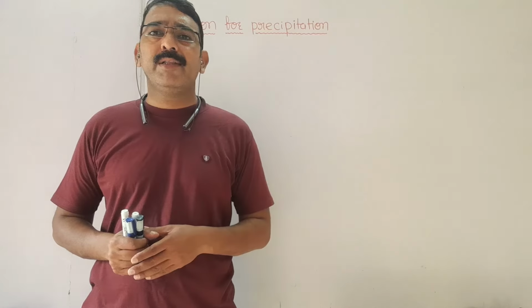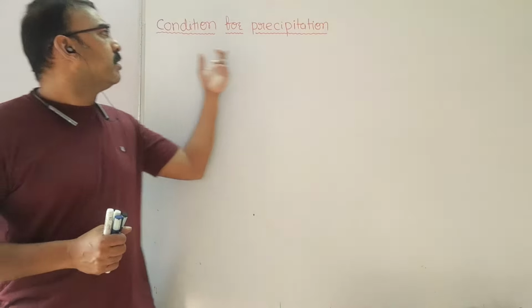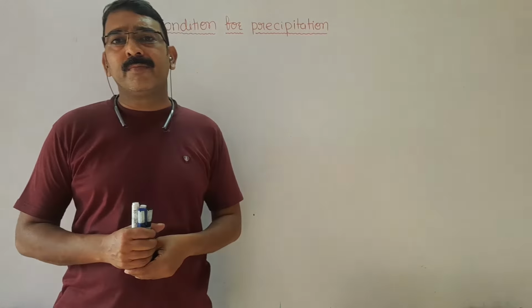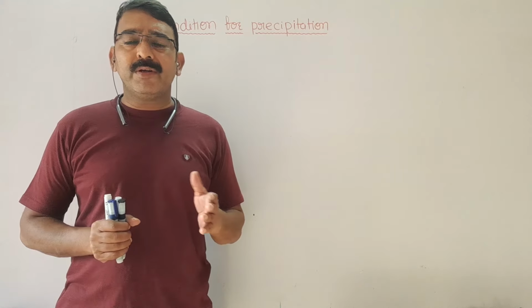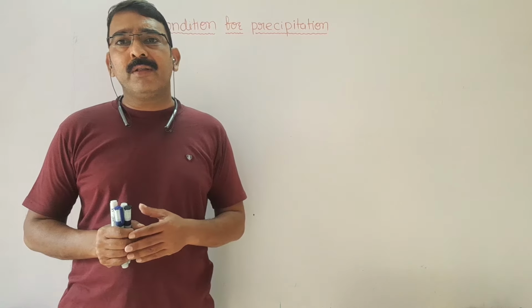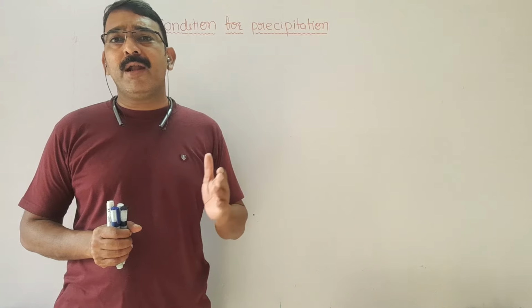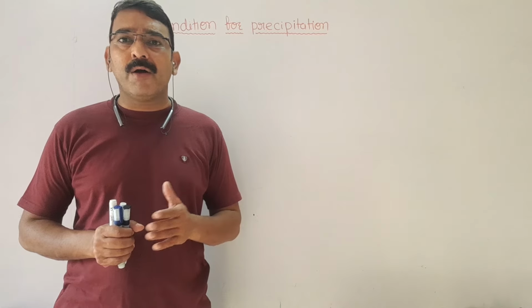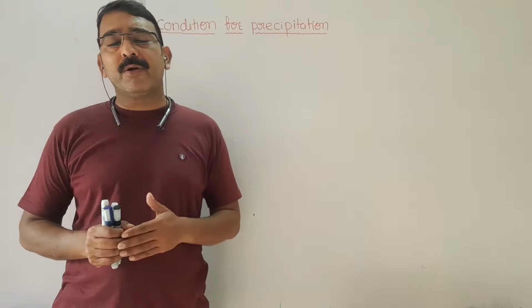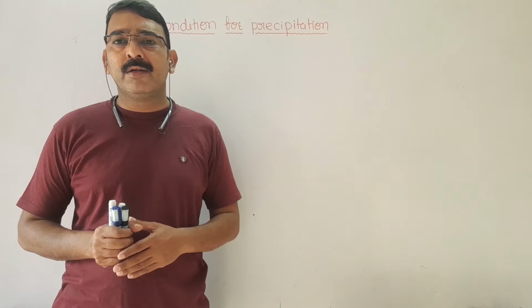Hi friends, in this lecture we are going to discuss the condition for precipitation. Whether the precipitation takes place or not can be identified by the comparison of solubility product and ionic product. Now, what is solubility product? Solubility product किसको कहा जाता है?